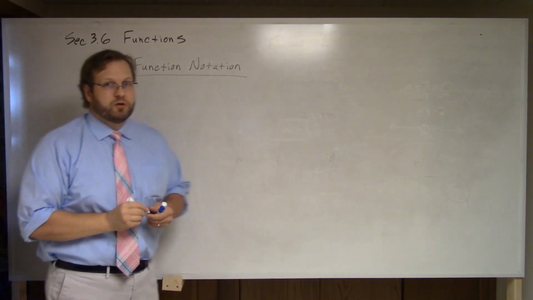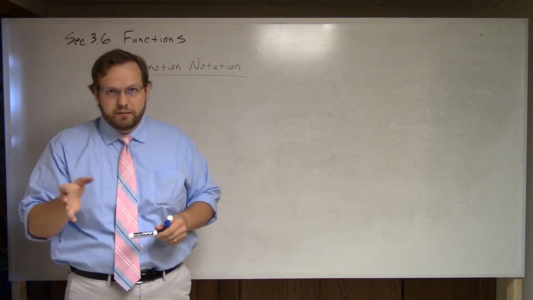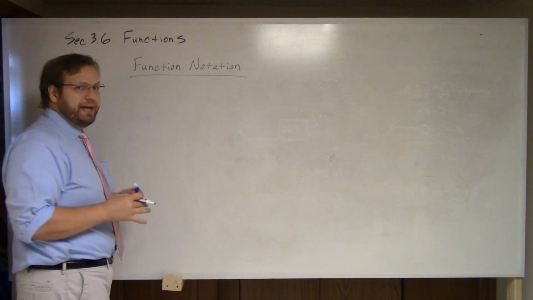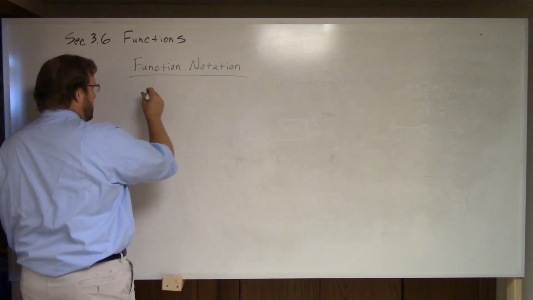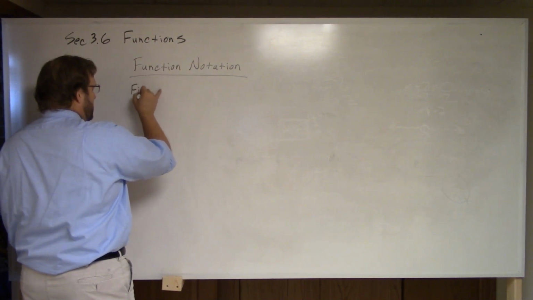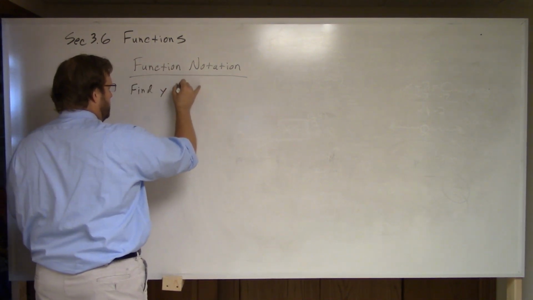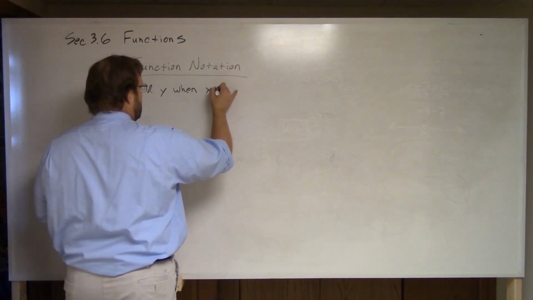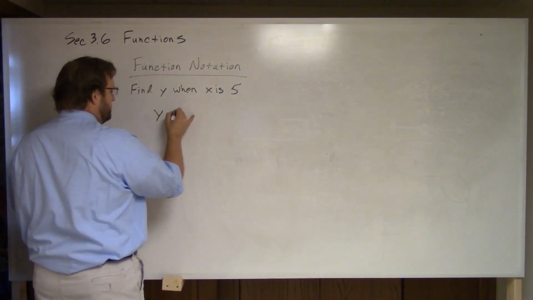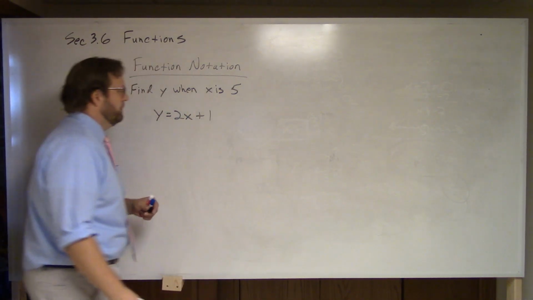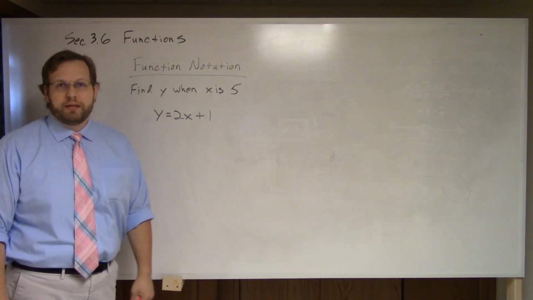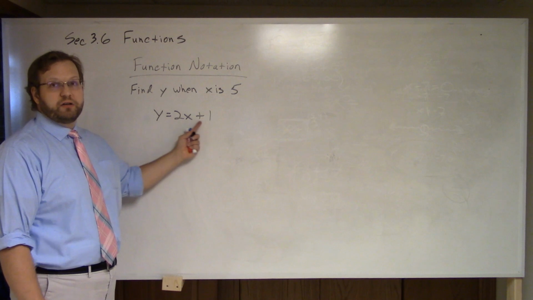Now, as I said before, notation simply is a way of writing something. Nothing more than that, okay? So, what we would see in the past is something like this. Find y when x is 5. And they give you something like this. Okay? Take this expression, find y when x is 5. All that means is you're plugging a 5 in for x and you're calculating.